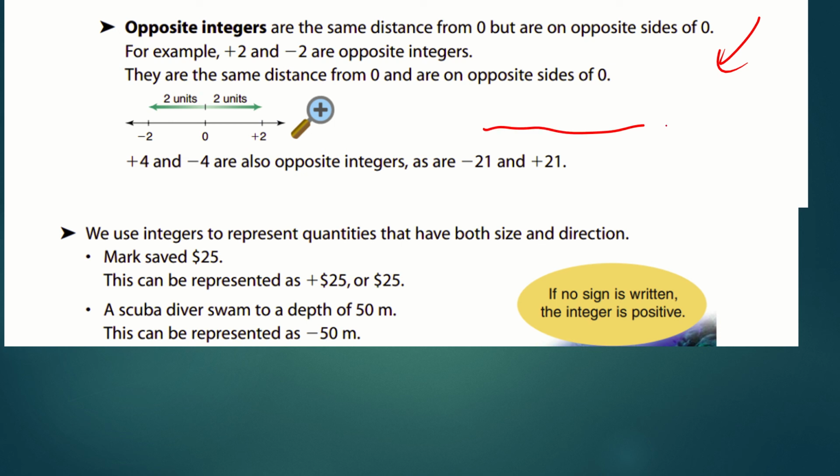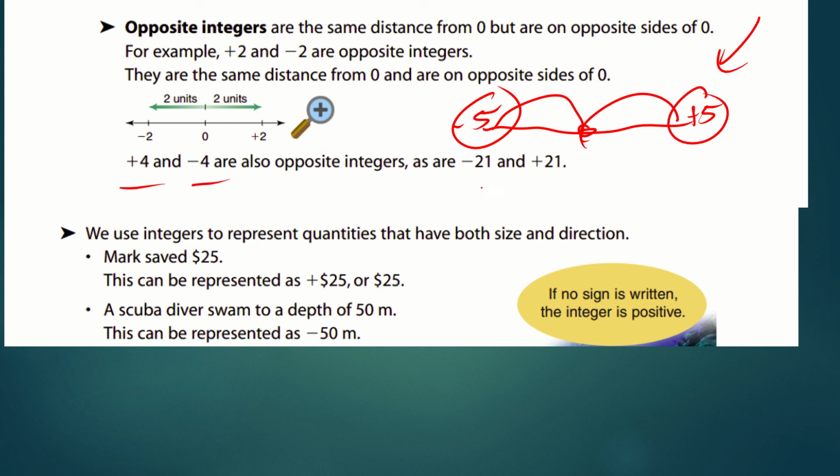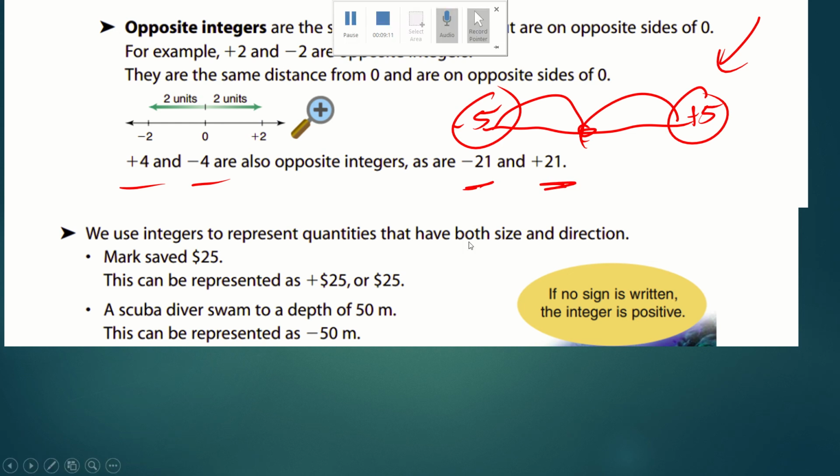So basically, if you have 0 here, and let's say you have 5 over here, and negative 5 and plus 5 here, these are examples of opposite integers because they're 5 spaces away from 0. Plus 4 and negative 4 are also opposite integers. Negative 21 and plus 21 are. You do need to know this for a test, so it's very important.